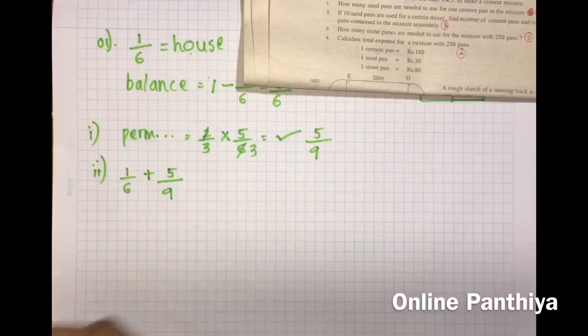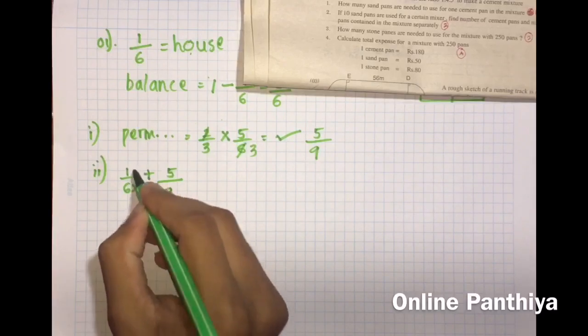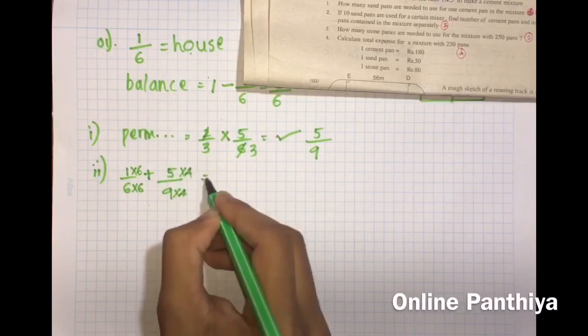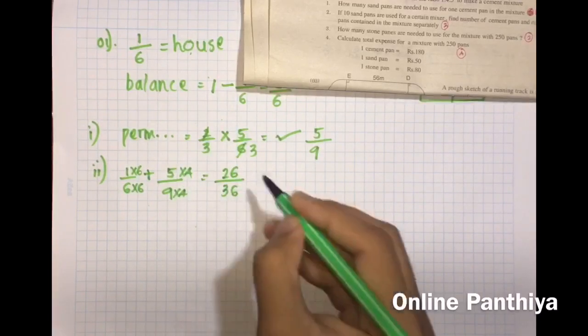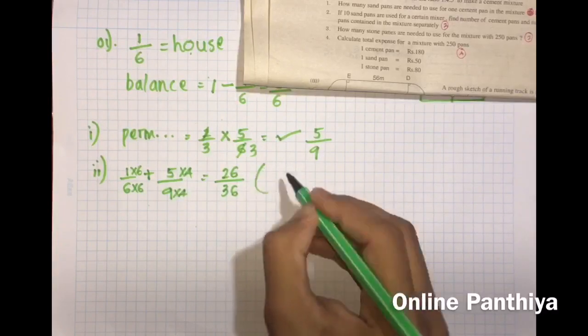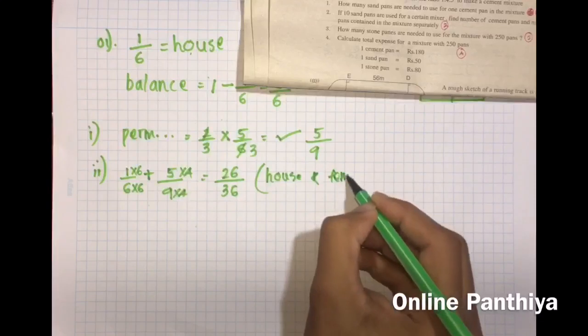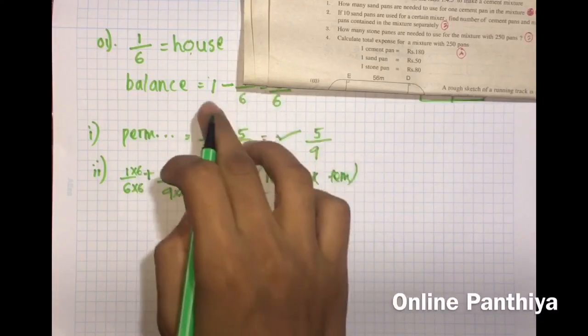Since the denominators are not the same, you have to find the LCM of these two. The LCM is 36. So I multiply this by 6, this by 6, this by 4, this by 4. So here I get 26/36. This is the total, that is for what? House and permanent crops.